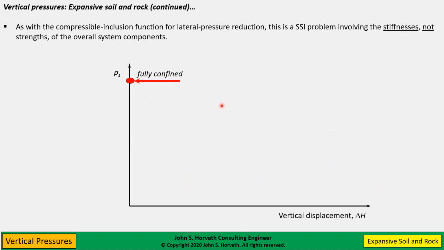Well, as with the compressible inclusion function for lateral pressures, this is a soil structure interaction problem, and it involves stiffnesses, not strengths. So if we look at a simplified picture of expansive soil rock behavior, we know that if we have the one limiting condition we call fully confined, this is equivalent to when we talked about thermal loading previously. If you have a structure that cannot physically expand, you're going to maximize the forces and stresses in the structure due to thermal increases. Well, it's the same thing here. If you have a fully confined system, you're going to have maximum pressures from the expansive ground.